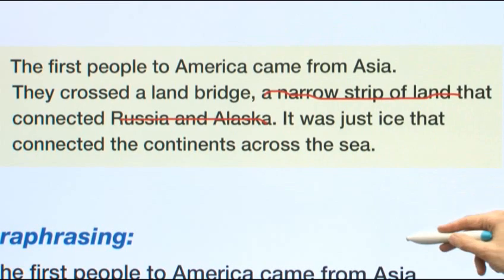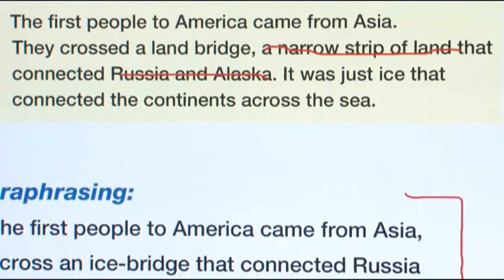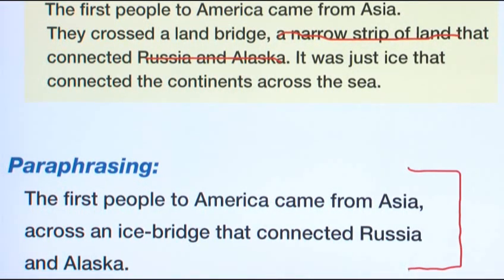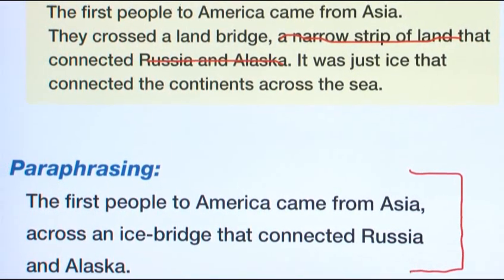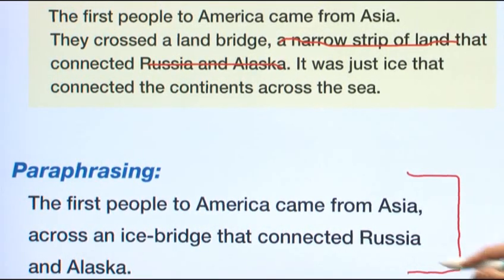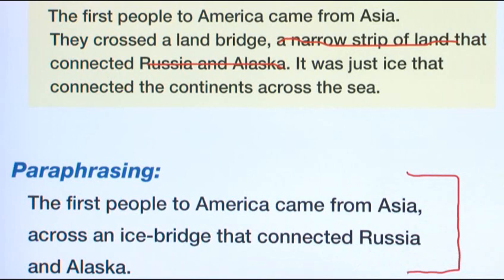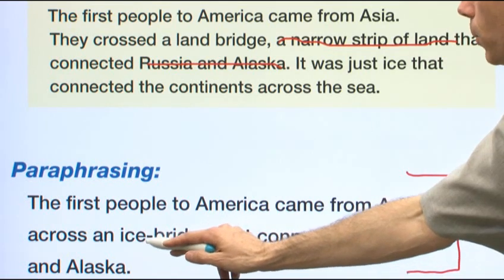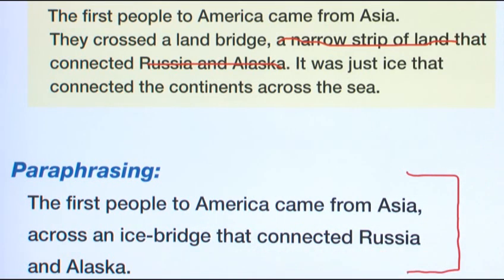Now here are my words, Wayne's words, paraphrasing. The first people to America came from Asia, across an ice bridge that connected Russia and Alaska. Okay, so I did keep Russia and Alaska. Some people will, some people won't. And I changed land bridge to ice bridge. Some people can say land bridge, if you want, that's okay. There, that's paraphrasing. My words from this paragraph above, just like that.